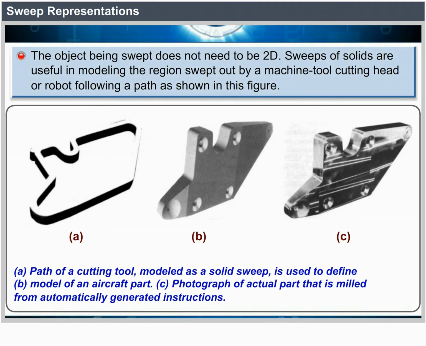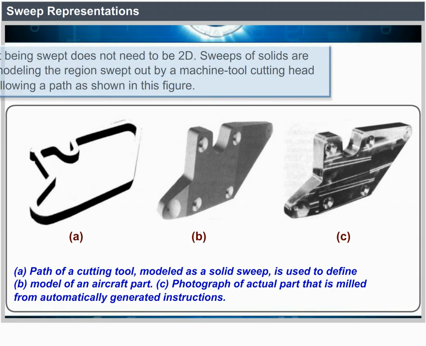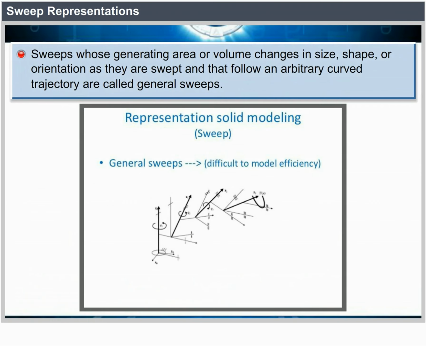Sweeps of solids are useful in modeling the region swept out by a machine tool cutting head or a robot following a path, as shown in this figure. Path of a cutting tool modeled as a solid sweep is used to define a model of an aircraft part. Photograph of actual part that is milled from automatically generated instructions. Sweeps whose generating area or volume changes in size, shape or orientation as they are swept, and that follow an arbitrary curved trajectory, are called general sweeps.